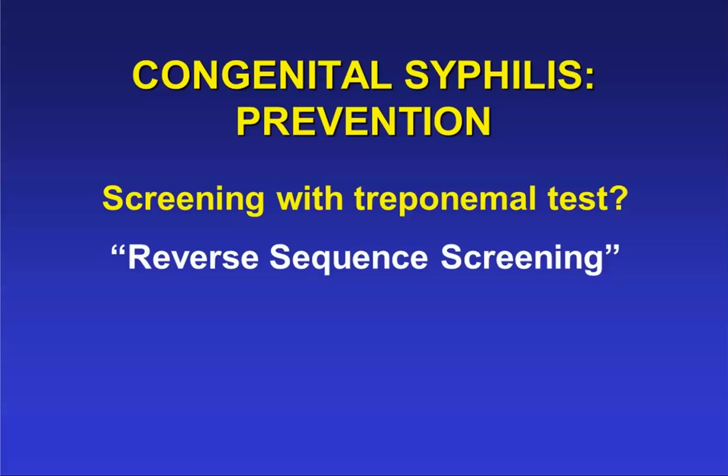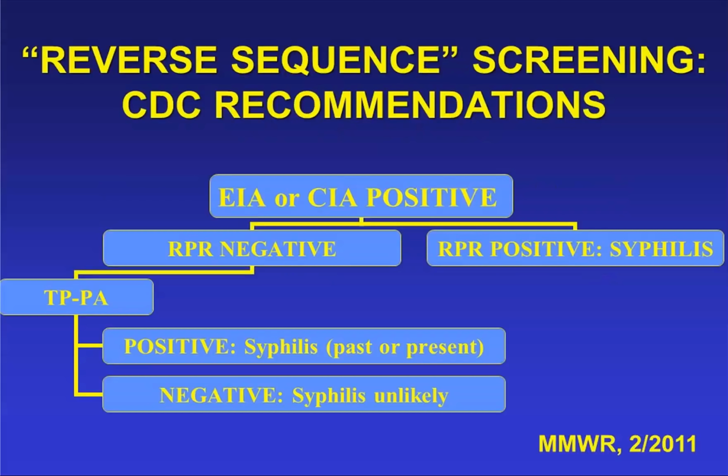So they have moved towards this reverse screening algorithm, whereby they do the syphilis IgG first, and if it's positive, then they do the RPR. If that is positive, it is considered to be syphilis. If the RPR is negative, then they recommend doing the time-honored treponemal test, which is the TPPA. If that's positive, this woman has either had syphilis in the past or presently has syphilis, because the treponemal assays actually become reactive before the non-treponemal. But if it's negative, we consider that syphilis is unlikely, and that may very well have been a false positive.